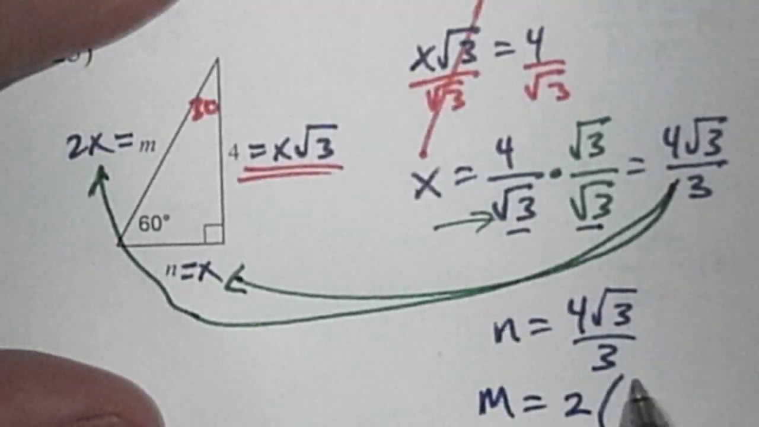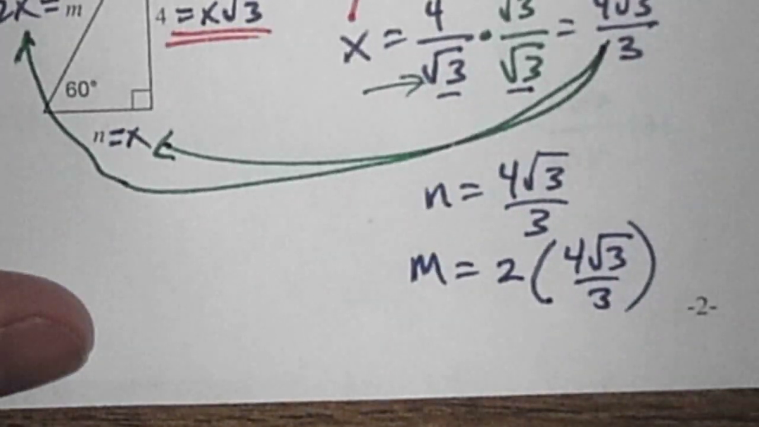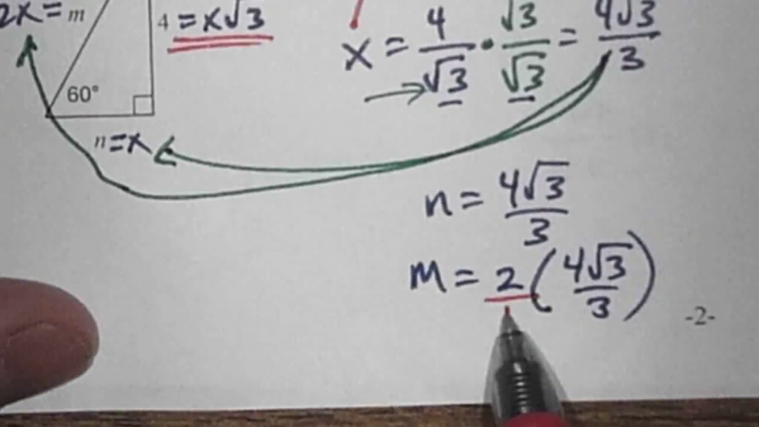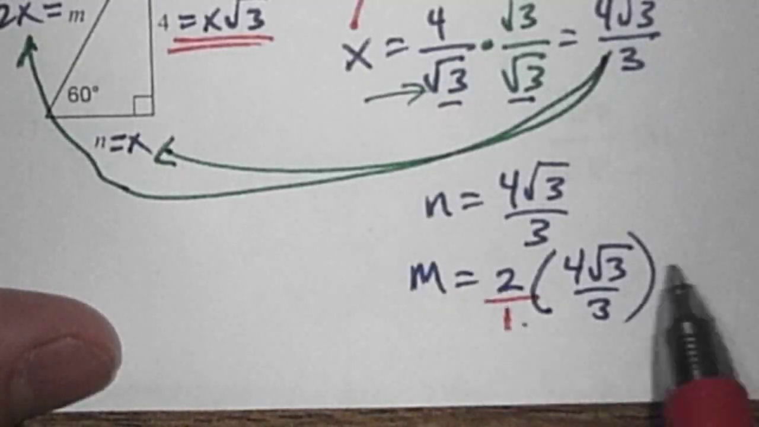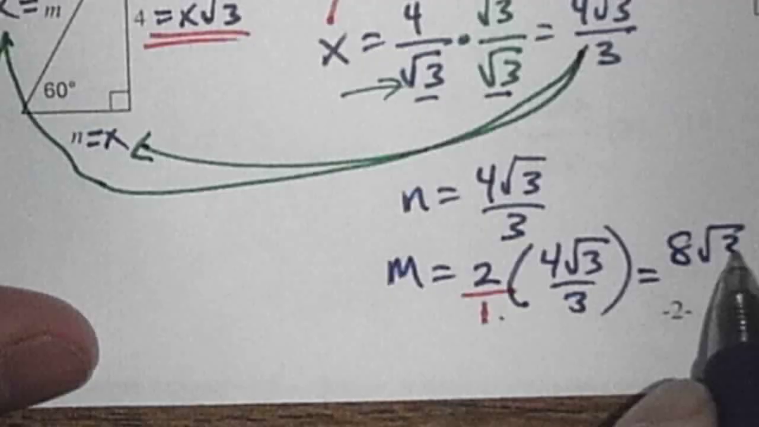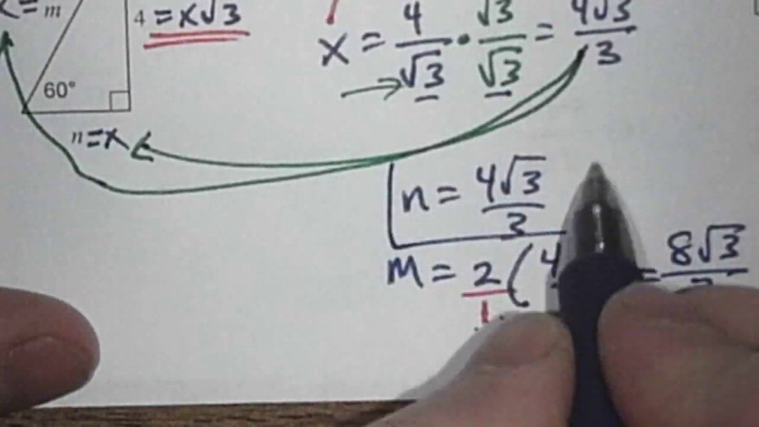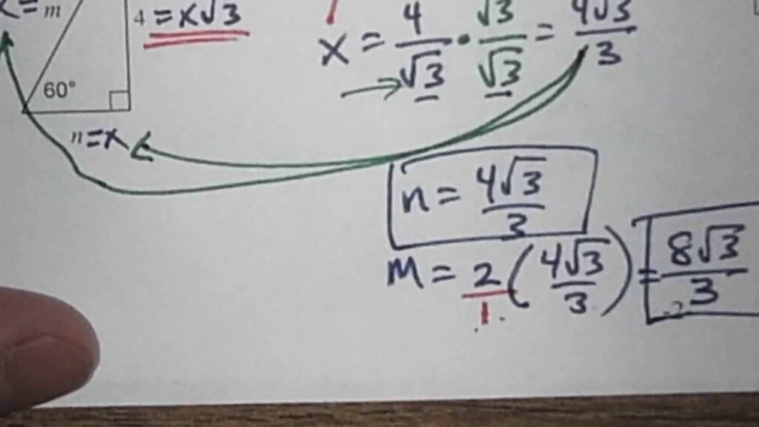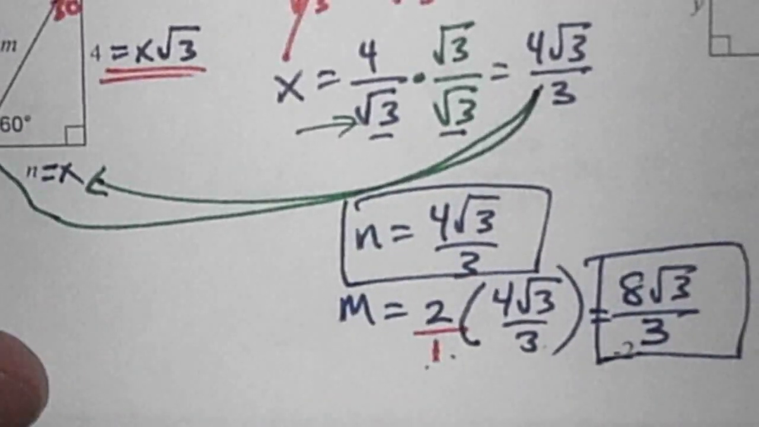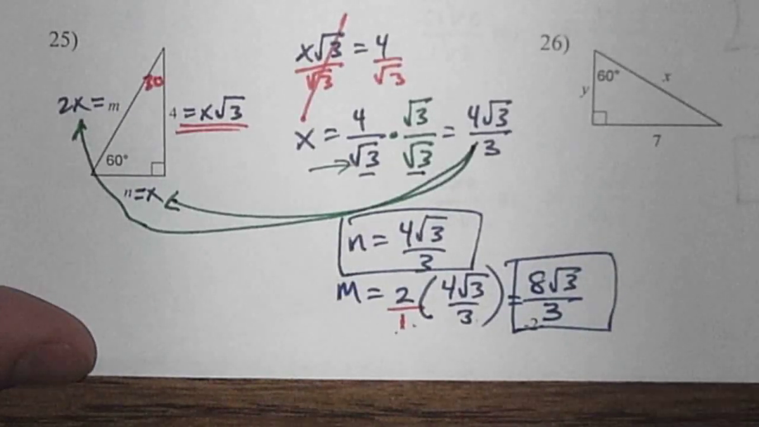m equals 2 times 4 square root 3 over 3. If I make this a fraction, 2 over 1, then I can multiply straight across. 2 times 4 is 8. 1 times 3 is 3. And so I get n, and I get m. There you have it. It is not as hard as we want to think. It may be weird, but not as hard.